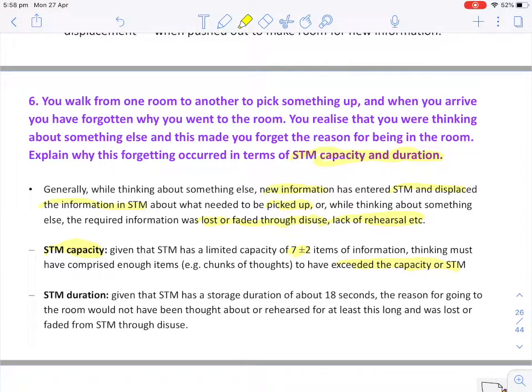And the duration. So given that it has a storage duration of roughly 18 seconds, the reason for going to the room would not have been thought about or rehearsed for at least this long and might have been lost through disuse.